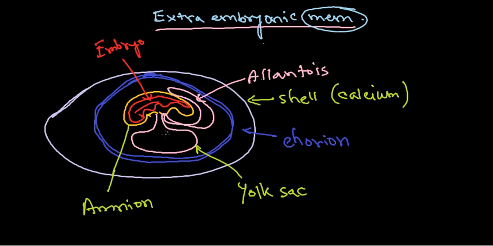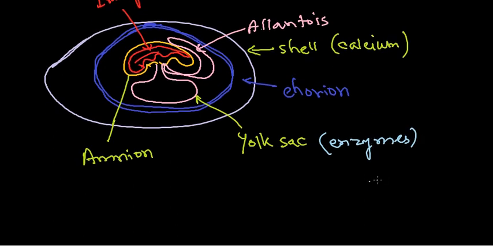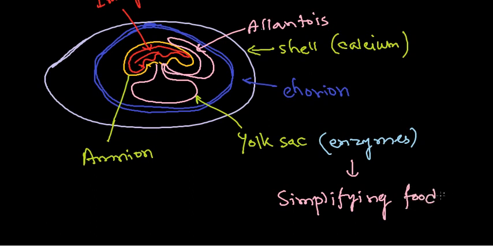For that reason, we need to give some extra advantage to them, and it is being provided by this yolk sac, because the yolk sac contains enzymes. Those enzymes are simplifying some food material, or just simplifying food particles, or making them uptakeable by this embryo, right?